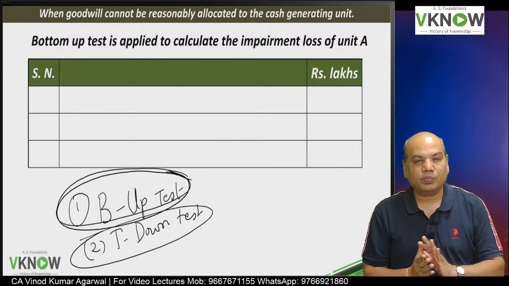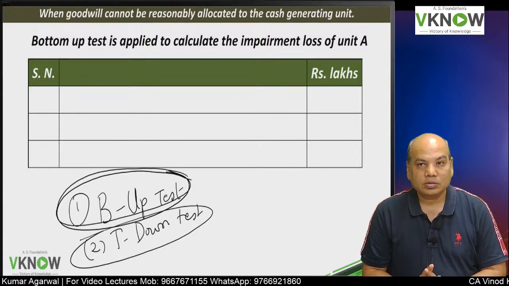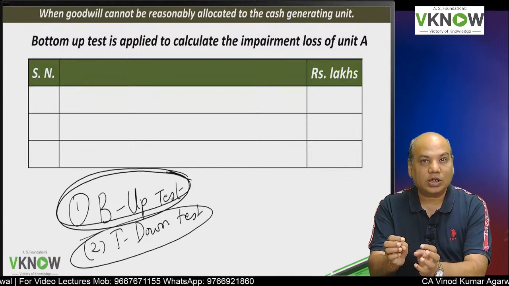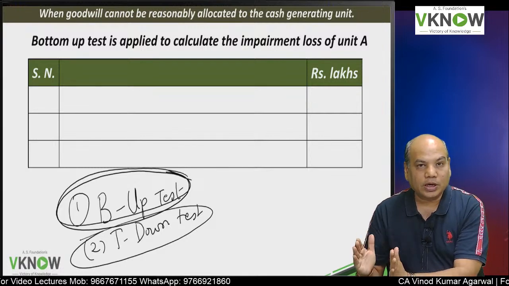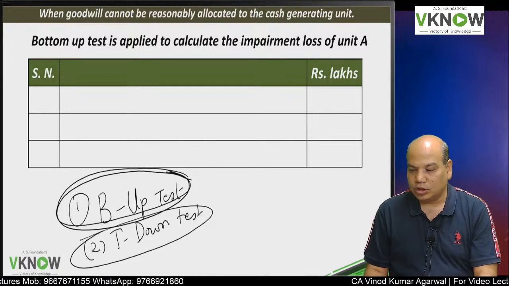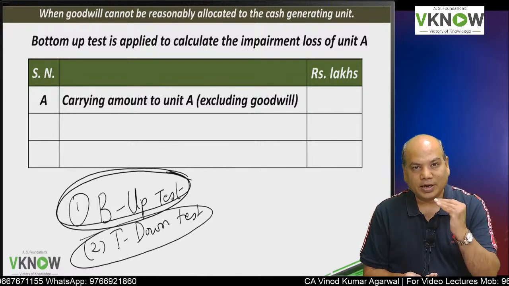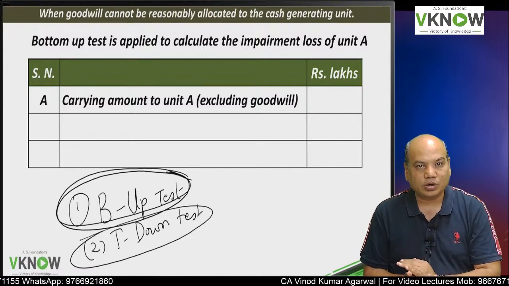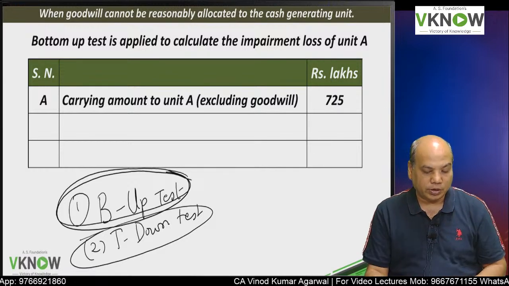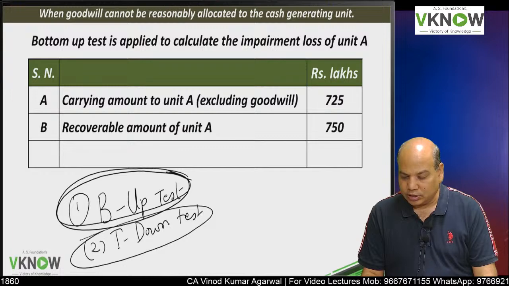So let us first perform bottom up test. Which unit is indicated to be impaired? Unit 1. So I am given data only for unit 1. In your exam they may give you data for unit 2 also. Then you will apply the bottom up test for unit 1 as well as unit 2. But for this question only unit 1. And I can't allocate the goodwill. So I will directly compare carrying amount of unit A with recoverable amount of unit A. Carrying amount of unit A excluding goodwill is 725 and recoverable amount of unit A is 750.